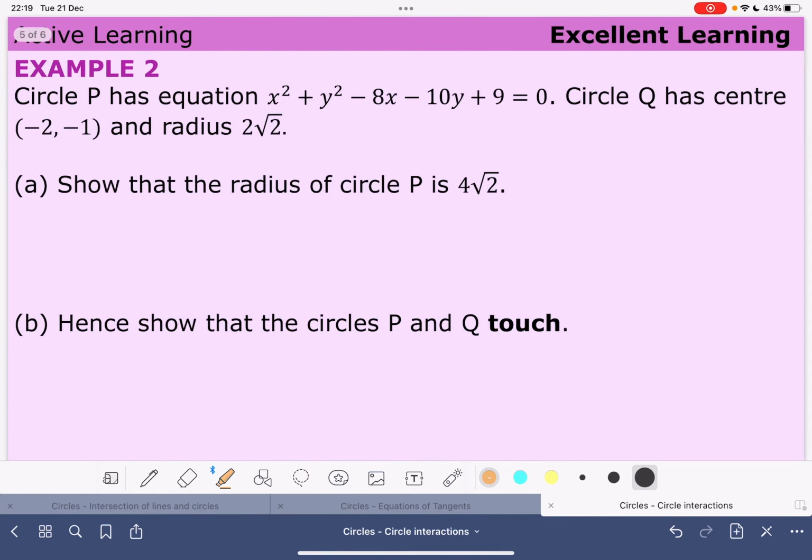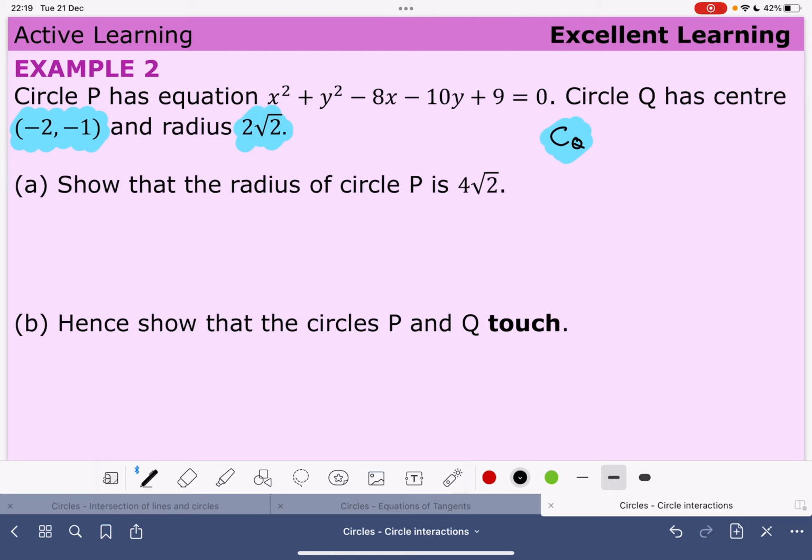Okay, example 2, slightly different, but same idea underneath. So circle P has an equation x squared plus y squared minus 8x minus 10y plus 9. And circle Q, so they've not given us two equations this time, they've actually just given us all the information for circle Q. So I'm just going to highlight that information so we can come back to it. So a centre (-2, -1), and a radius of 2 root 2. And that is for circle Q, yeah. I might even write it as circle Q, something like that.